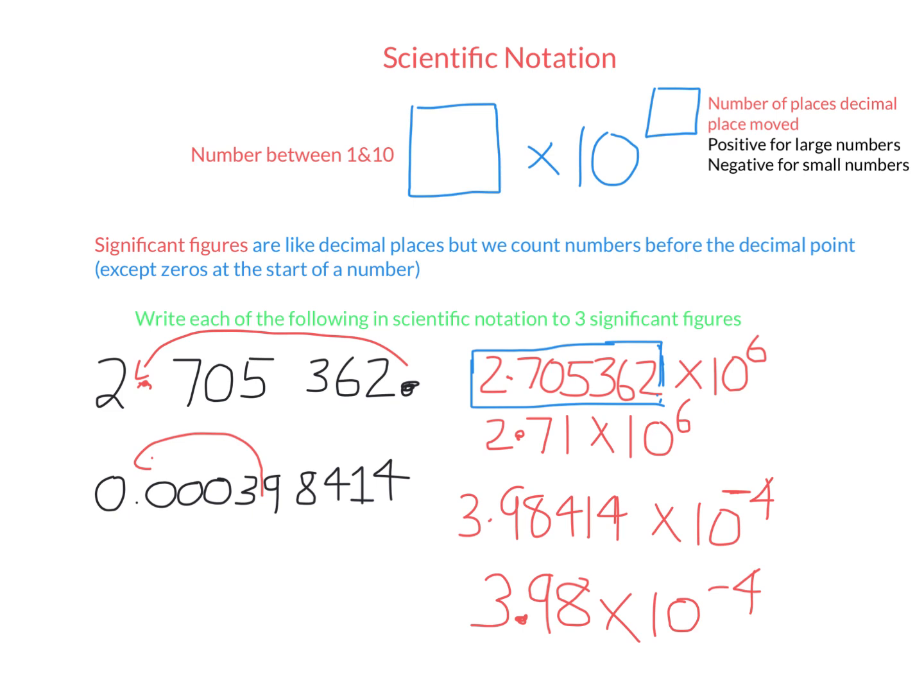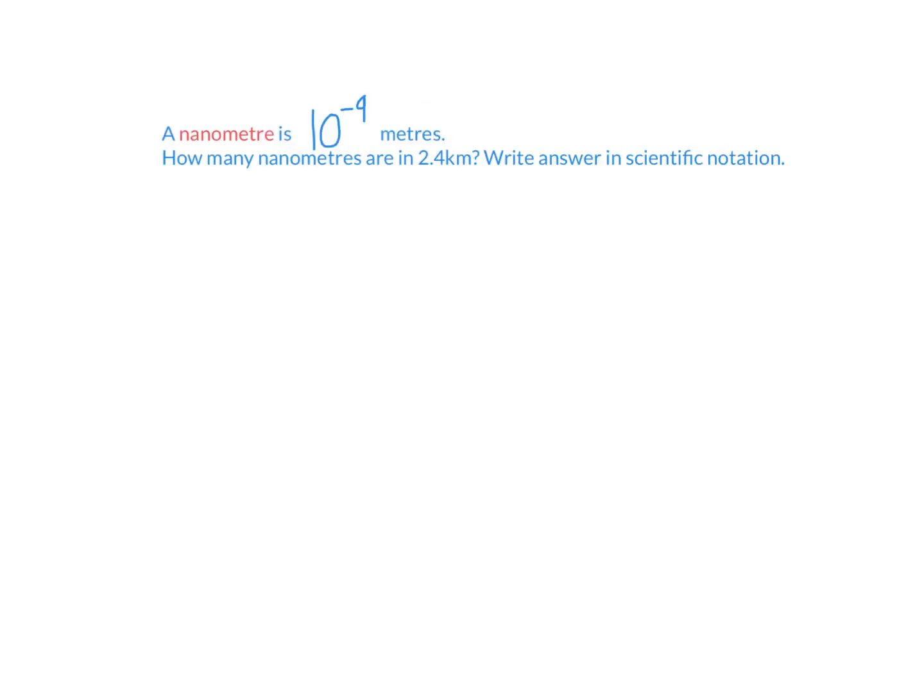All right, let's now look at a worded problem involving scientific notation. So a nanometer is 10 to the minus 9 meters. That means 1 billionth of a meter. So we want to know how many of these make up 2.4 kilometers. So hopefully you can see when we're saying how many of these make up this, it is a division problem. We can't just divide 2.4 by this, however, because we have kilometers and meters. They need to be in the same units.